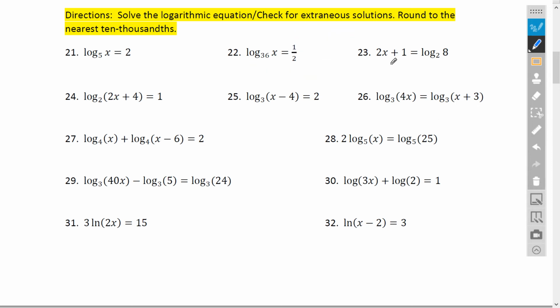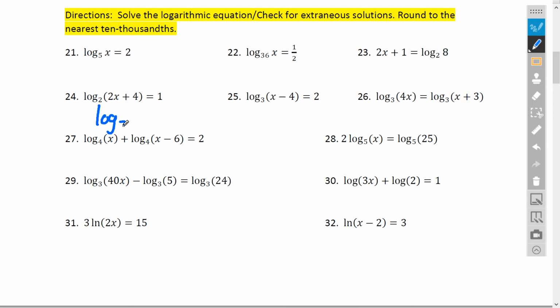Number 23, there's no reason to switch this because log base 2 of 8 is something you can do. Log base 2 of 8 is just 3. So we're looking at 2x plus 1 equals 3. Subtract 1, 2x equals 2, divide by 2, x equals 1. So that one, not too hard.